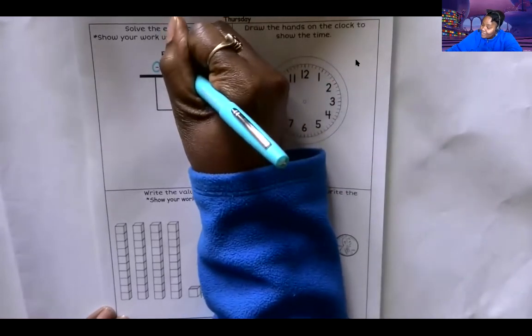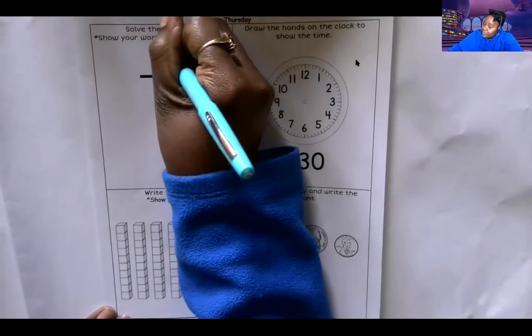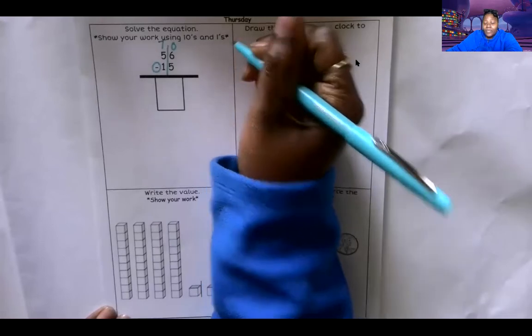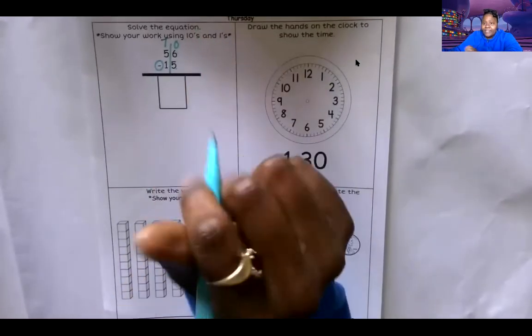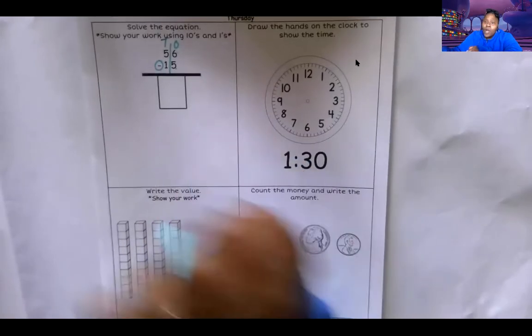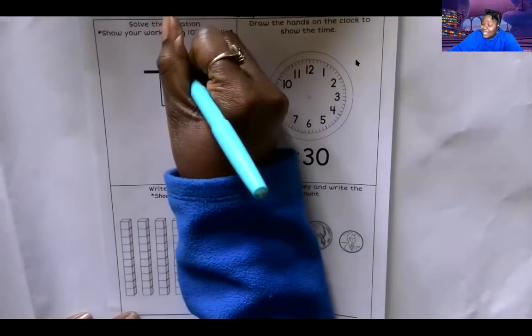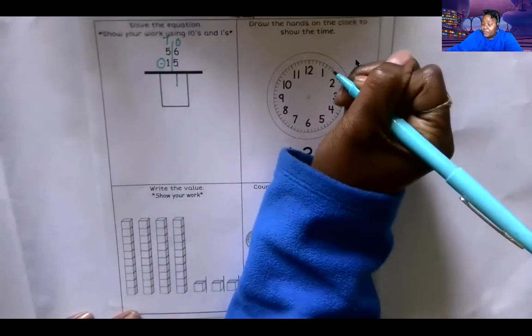Here, I'm going to draw a line between the two-digit numbers to show my tens and ones that represents place value. 6 minus 5. If I have 6 and I jump back 5 and take 5 away, I should be left with 1 because 6 minus 5 is 1. I'm going to write a 1 here.